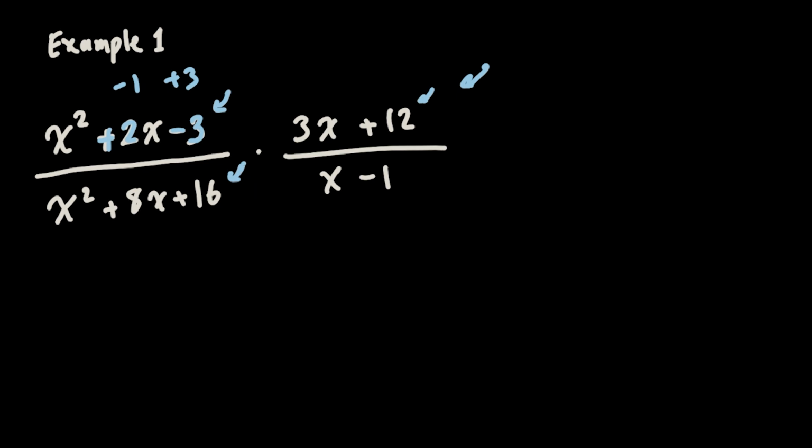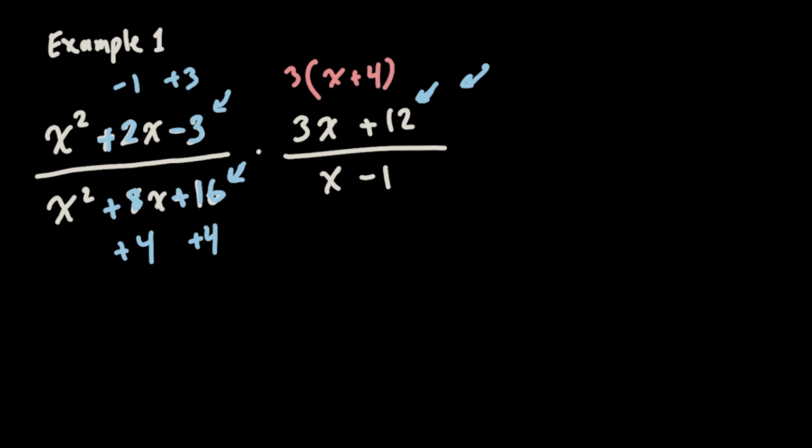Let's see this fraction here. We want two numbers whose sum is 8 and whose product is 16. You'll find that plus 4 and plus 4 are the two numbers that satisfy these two conditions. And here we want to take 3 as a common factor, so we'll have 3, and here we have x plus 4.